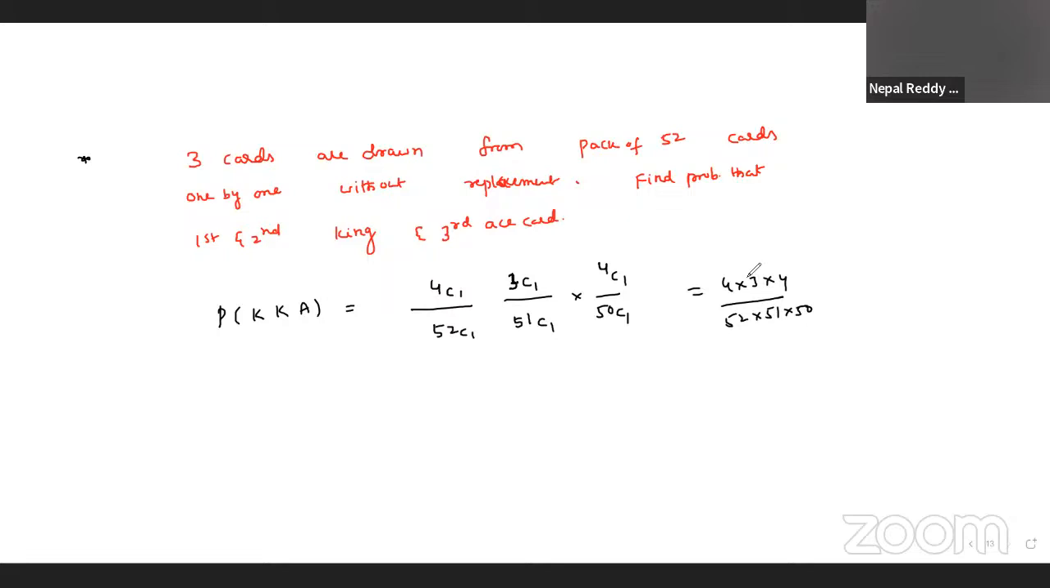Next, we will discuss dependent and independent events.